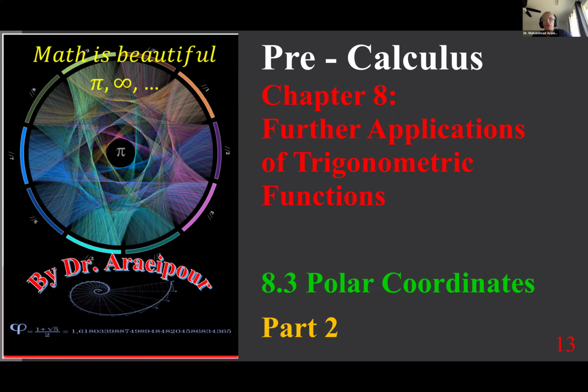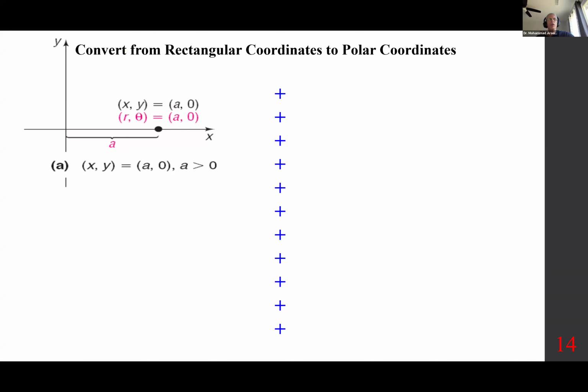We are looking at chapter 8, further application of trigonometric functions, 8.3 polar coordinates. We want to finish this off. So, convert from rectangular coordinates to polar coordinates. Rectangular coordinates x, comma, y. Polar coordinates r, comma, theta.